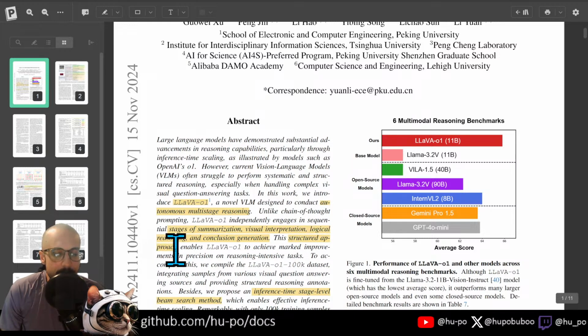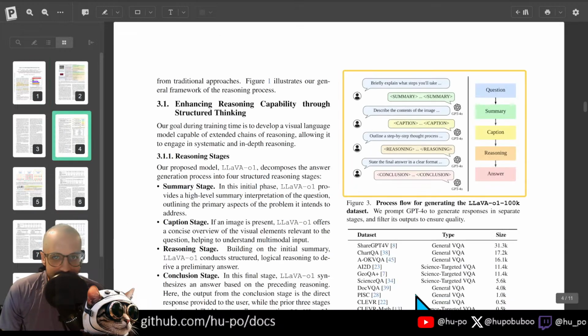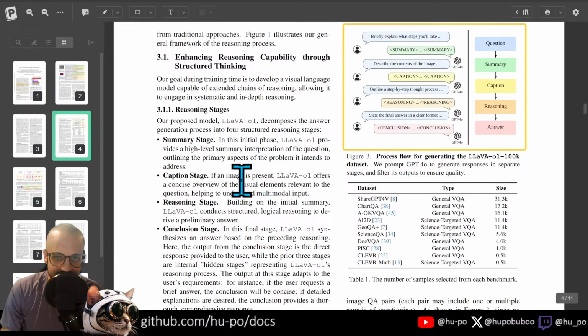That's just a euphemism for a hard-coded chain of thought. And effectively what they do in this paper is they have these steps here that they created, right? Some human just came up with this process here. They said, okay, first thing you're going to do is you're going to have a question, then a summary, then a caption, then a reasoning, then an answer, right?